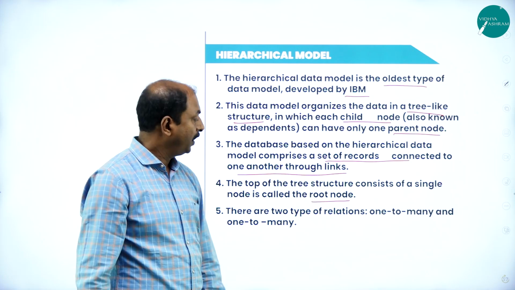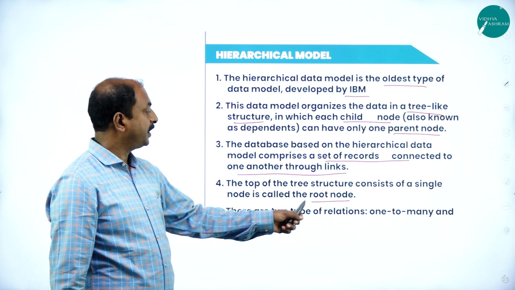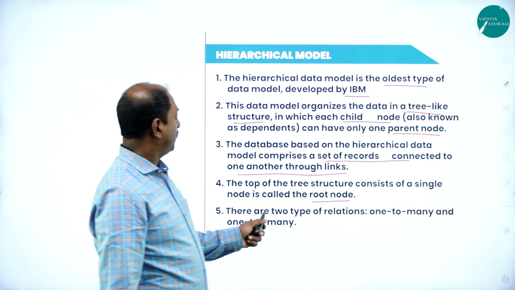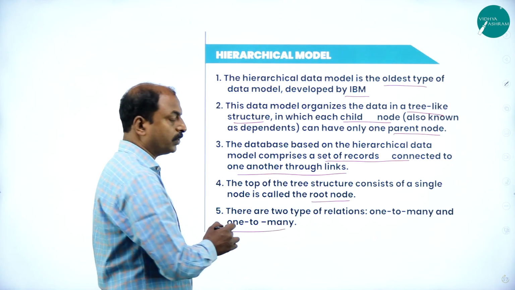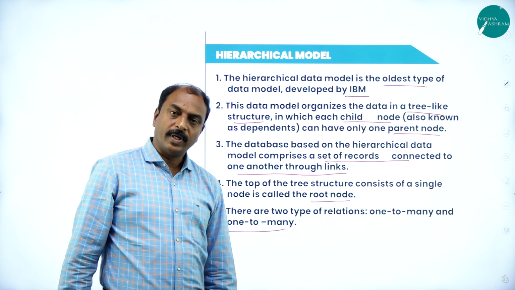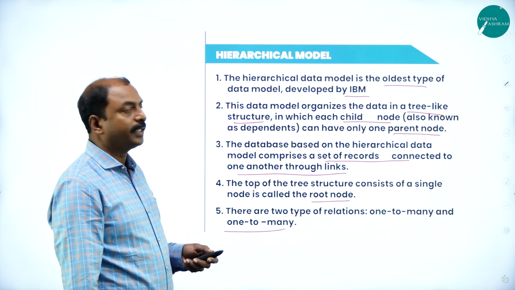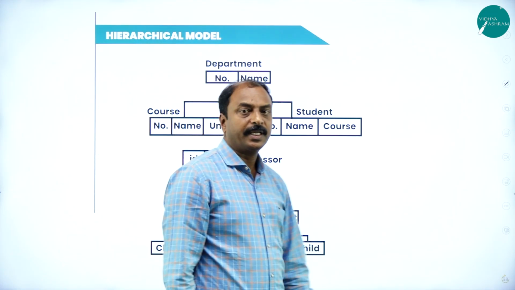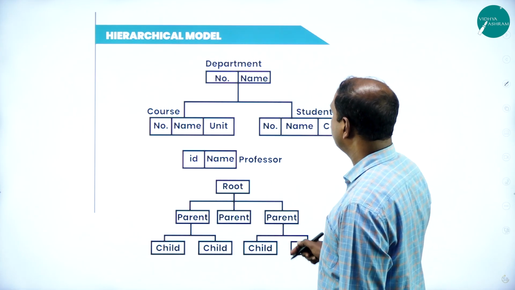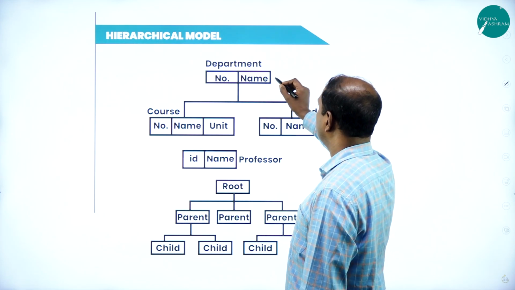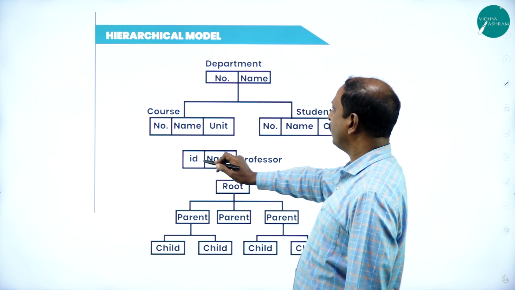The top of the tree structure consists of a single node called the root node. So what is a root node? The first record of a database in this model is called the root node. There are two types of relations, one-to-one and one-to-many. So this is the hierarchical model. Now let us see the schematic diagram, how we represent this in a database. For example, in this hierarchical model, we have the department, department number and department name, and in the department, we have course.